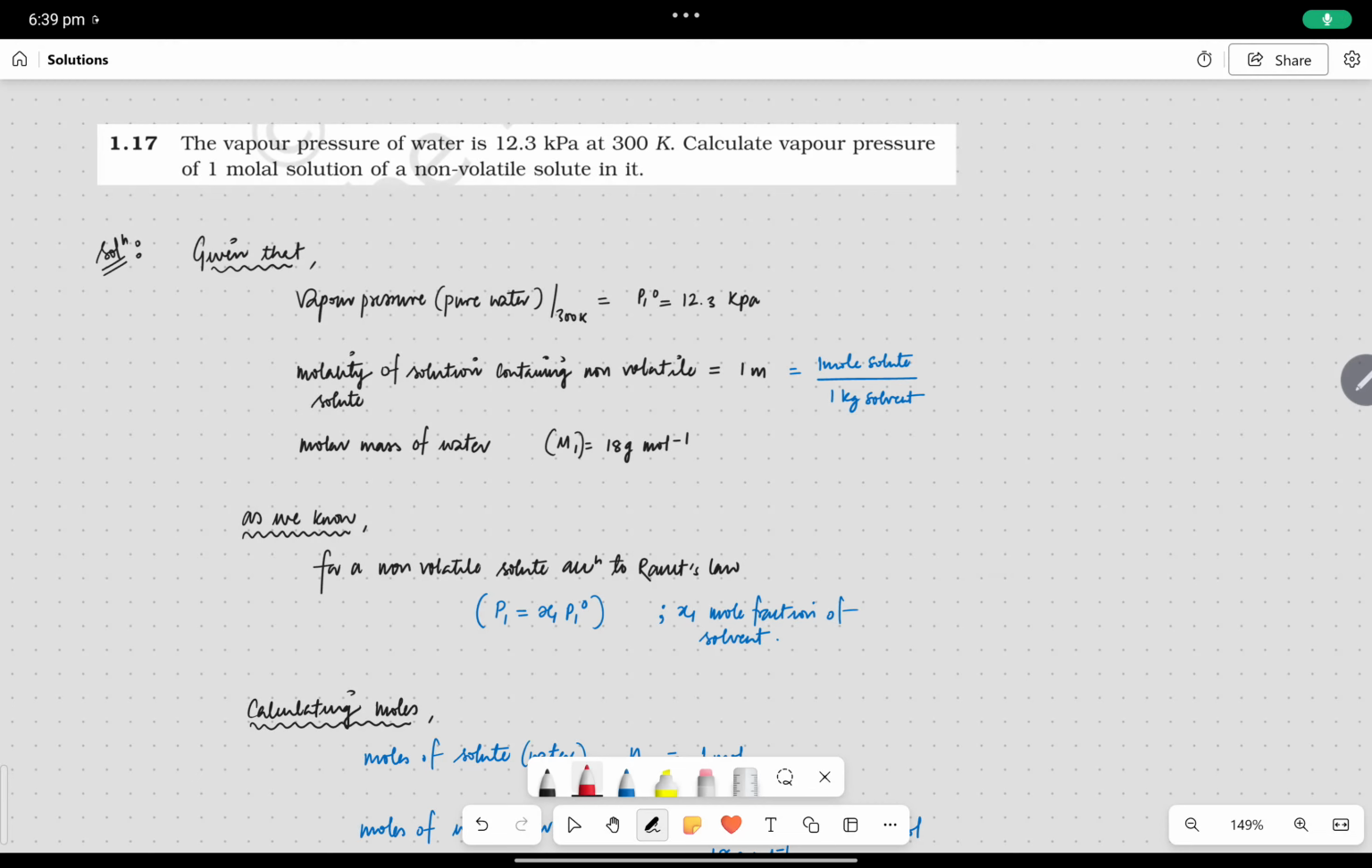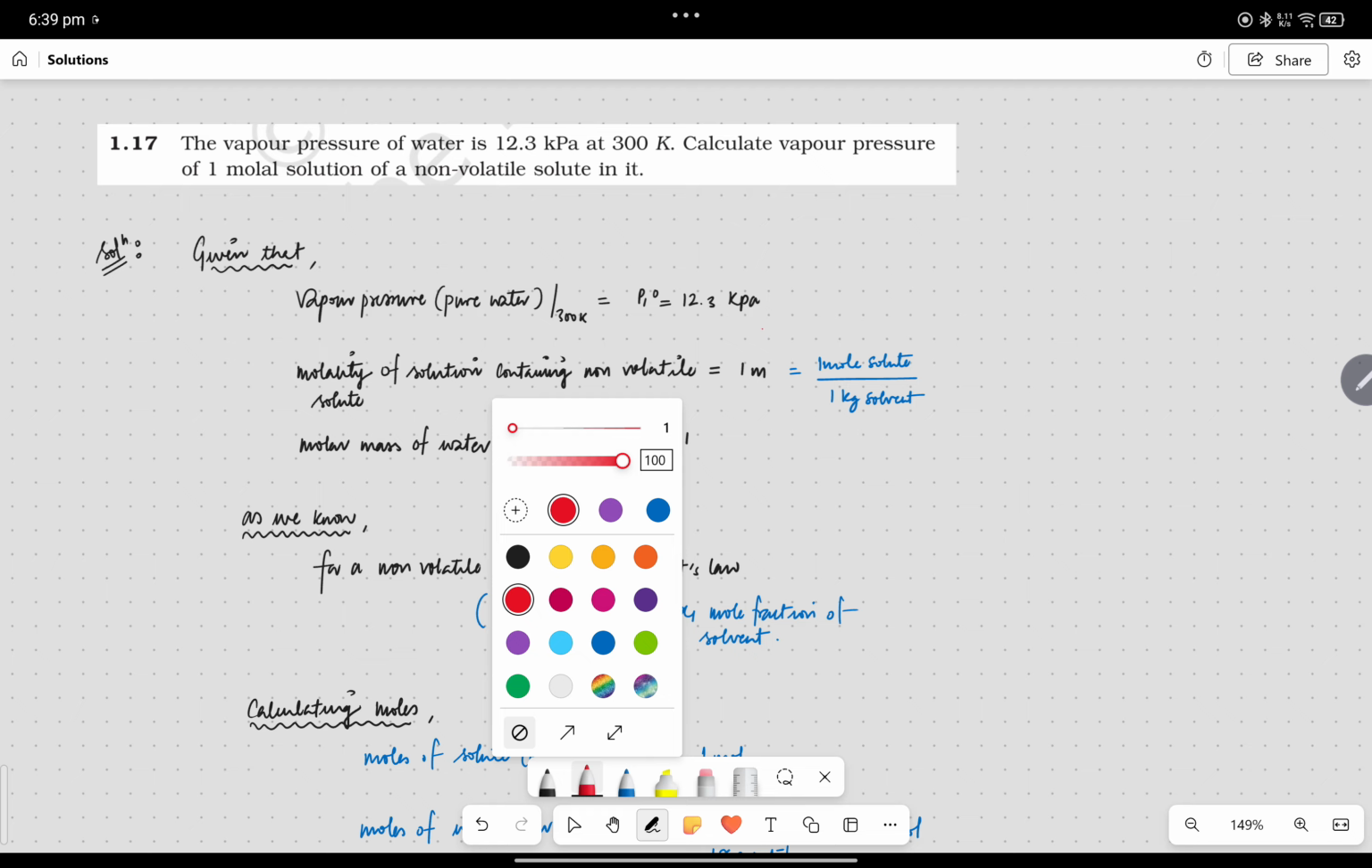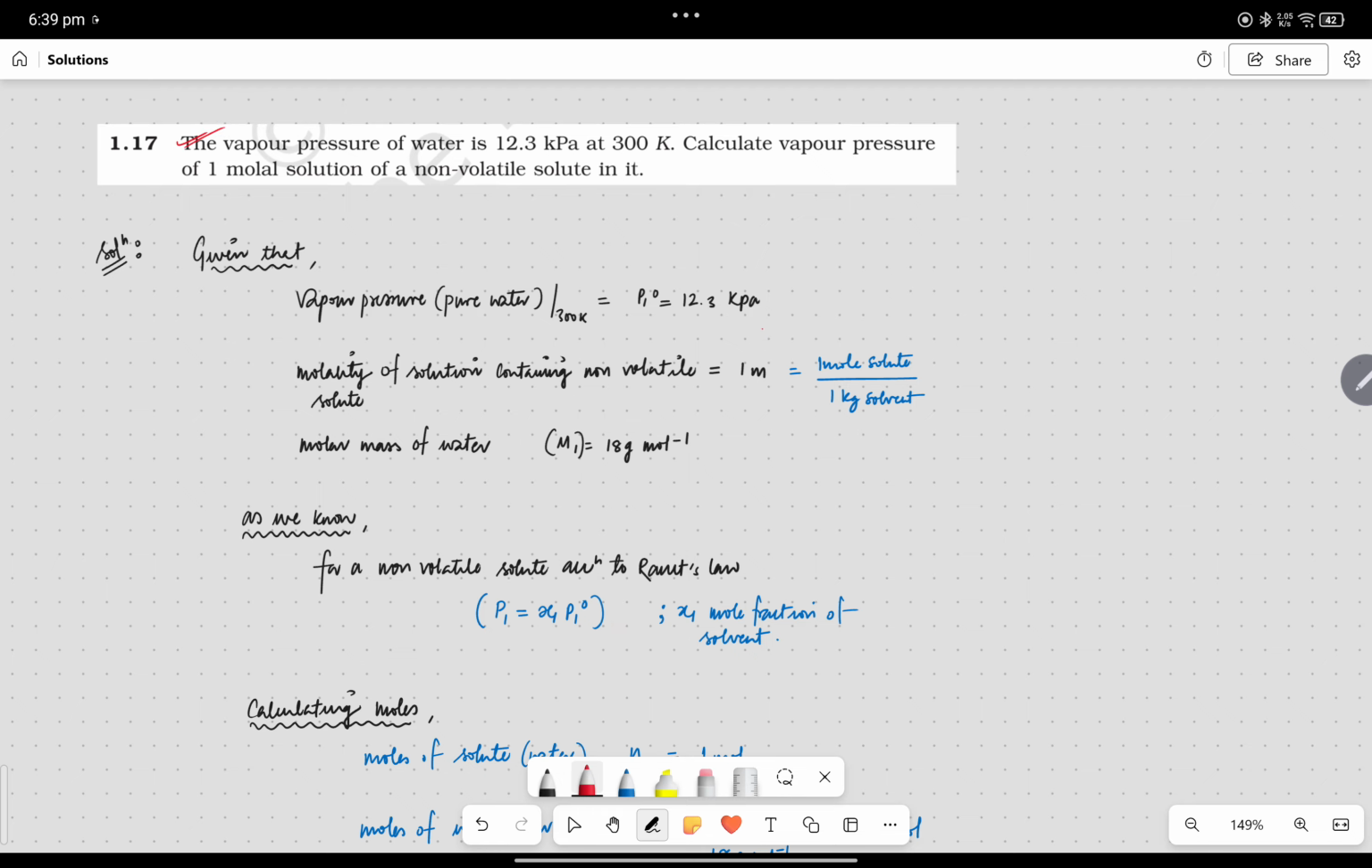So here we have question number 1.17, and the question says that the vapor pressure of water is 12.3 kilopascal at 300 Kelvin. Calculate the vapor pressure of 1 molar solution of non-volatile solute present in it. So at 300 Kelvin, the vapor pressure of water is 12.3 kilopascal, that is given. We have to calculate the vapor pressure of the whole solution of 1 molar containing non-volatile solute in it.